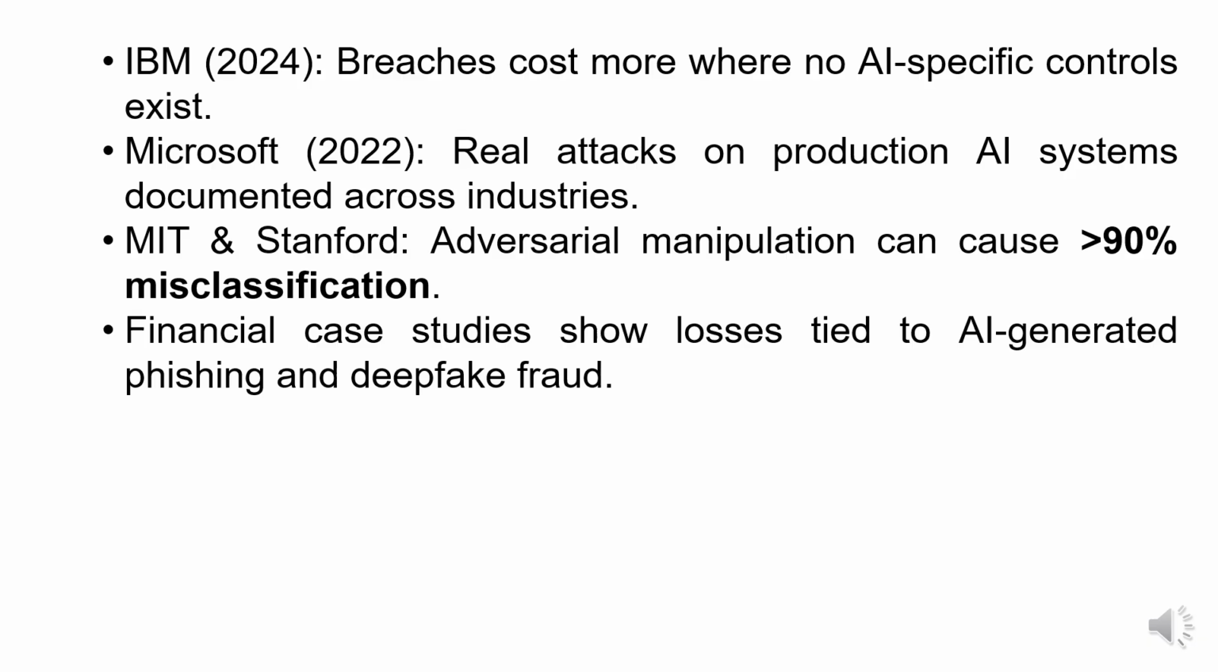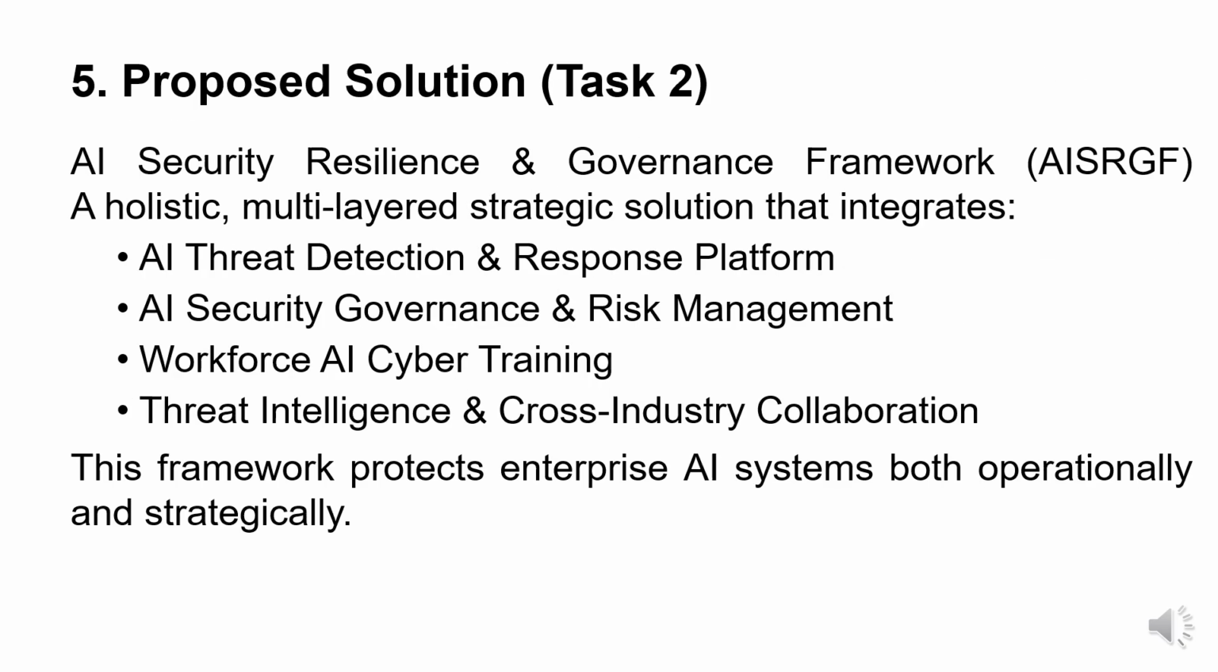companies like IBM in 2024 found data breaches which were actually caused by AI-specific controls. Similarly, Microsoft in 2022 documented real adversarial attacks on AI systems across multiple industries. MIT and Stanford research shows that adversarial manipulations can cause AI misclassification rates of over 90%. Financial case studies reveal increasing losses due to AI-generated phishing and deepfake fraud. Overall, the data shows that adversarial AI is already harming organizations globally.